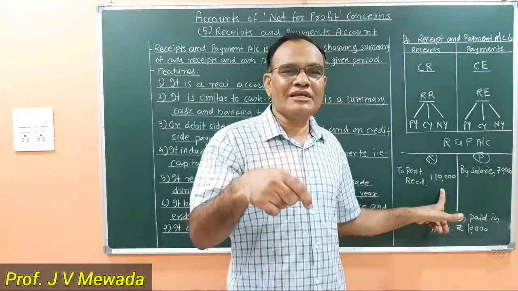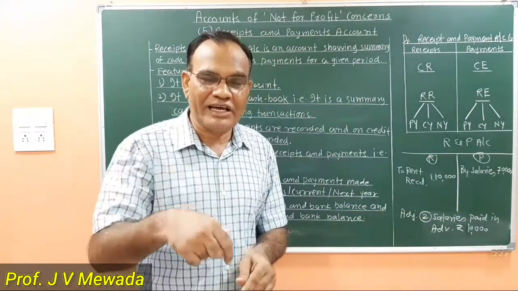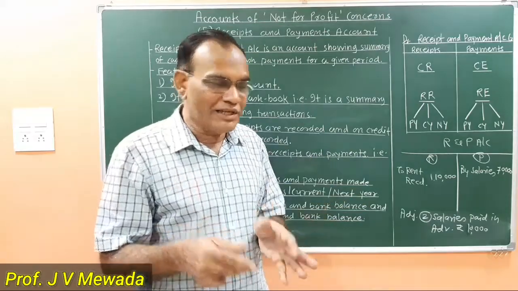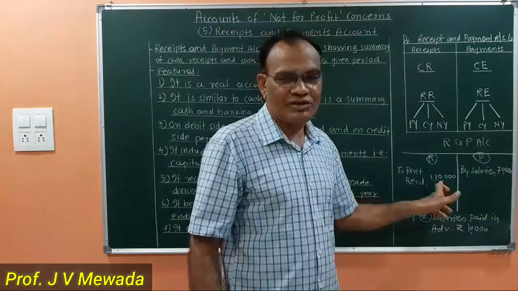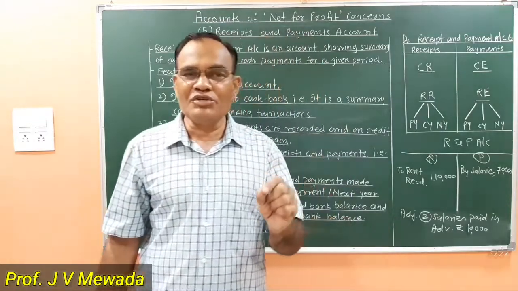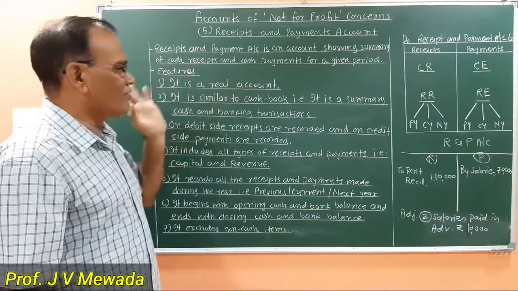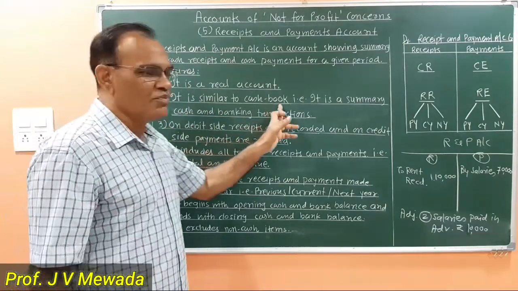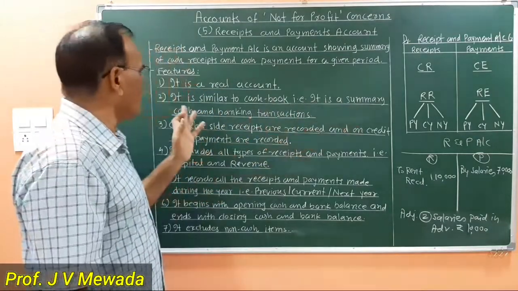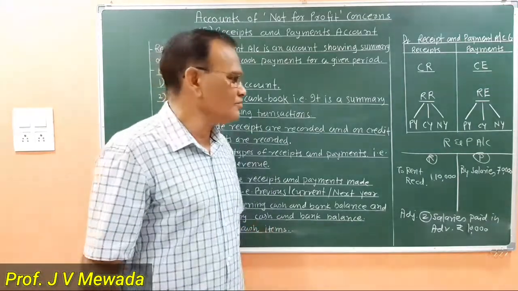Sometimes I am receiving rent in cash. Sometimes I am receiving rent by check. So both taken together I am receiving 1,10,000. So it is not including pure cash, but it also includes banking transactions. So we are told here that it is a real account. It is similar to cash book. That is, it is a summary of cash and banking transactions, not only the cash transactions.